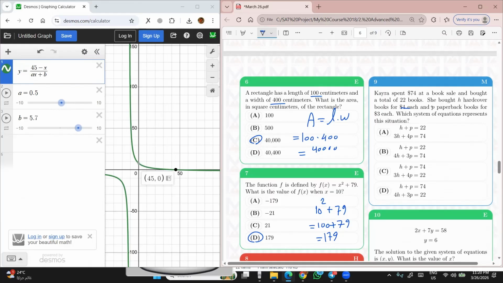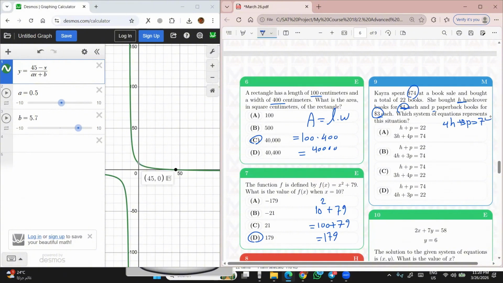4 for the hardcover, so 4H. H hardcover books for 4 each, 4 times H, plus P times 3, so 3P. And this is the amount of money. 4 and 3. So the amount of money, which is also mentioned in the same line, is this 74. So we have to write 74 here.